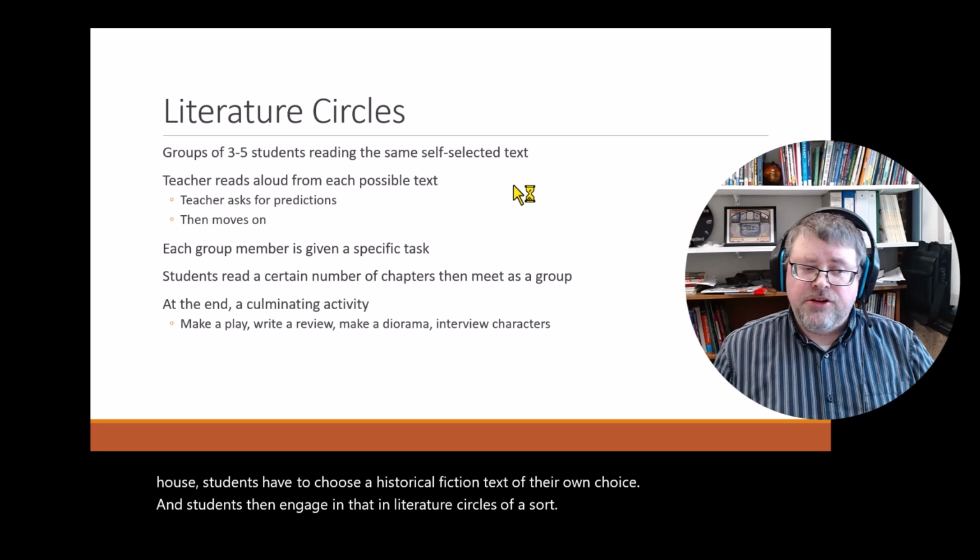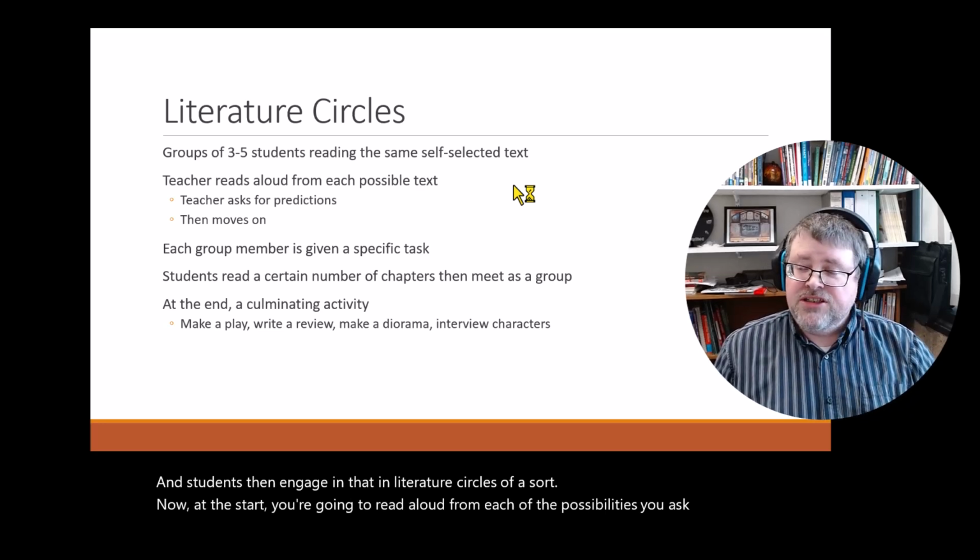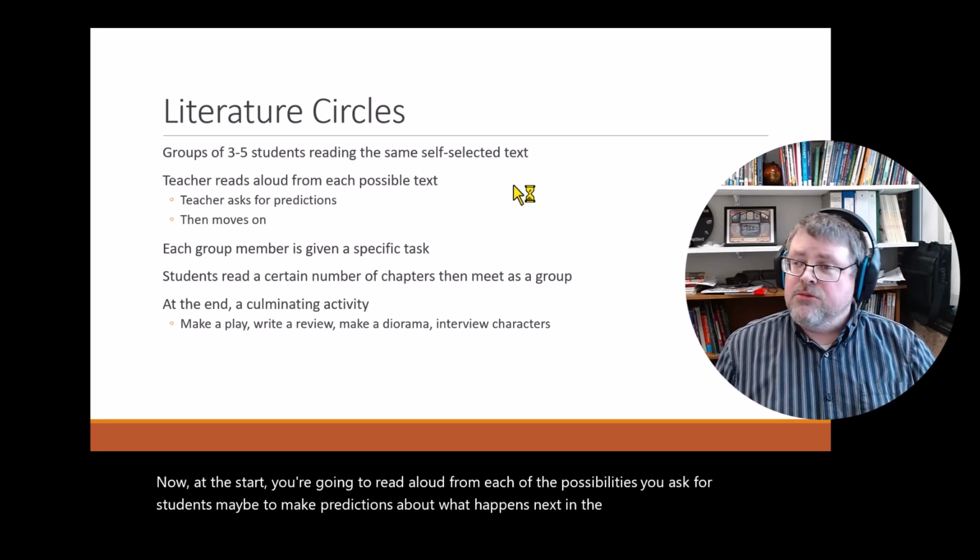Now, at the start, you're going to read aloud from each of the possibilities. You ask students maybe to make predictions about what happens next in the story, and then you move on to the next book.